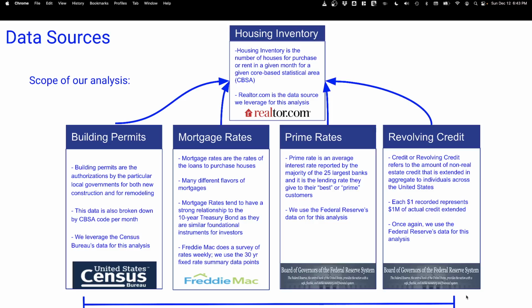Prime rate is a rate that the 25 or so large banks actually provide to their best or prime customers. And Federal Reserve provides this information. On the revolving credit, this is something that is recorded in the millions of dollars. So each unit is a million dollars, and it's across all folks across the United States. And once again, we leverage the Federal Reserve, that data source as well. And this is scoped just 2016 to 2020.